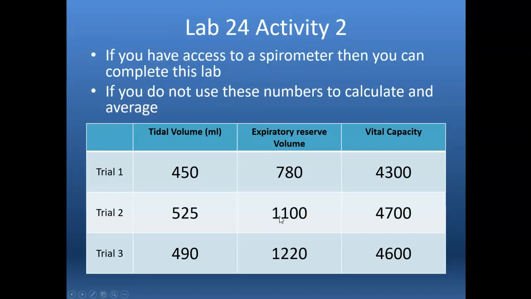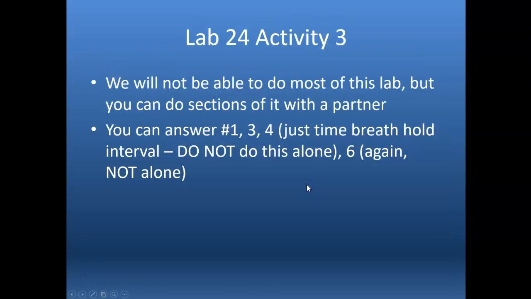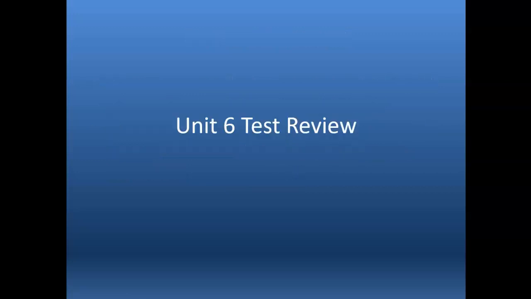Lab 24 activity 2. Again, most people probably don't have a spirometer, but we can blow through to measure how much volume of air you have on the inhale or exhale. You can use these numbers instead, so those are good average lung capacities. And then activity 3, we won't be able to do most of that, but there are some sections you can do if you're working with a partner. That's questions 1, 3, 4, and 6. They're breath-hold questions, so you can do those alone or with a partner who is watching you. All right, and that gets us through reviewing that.